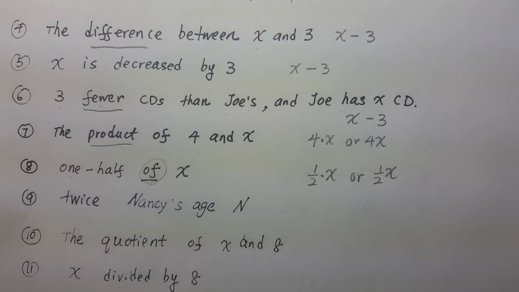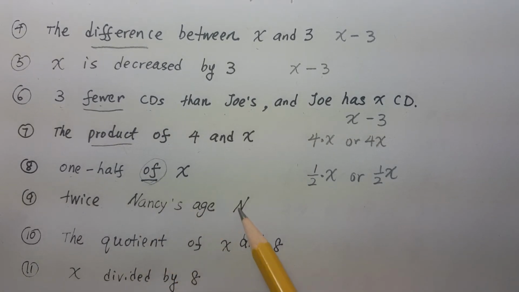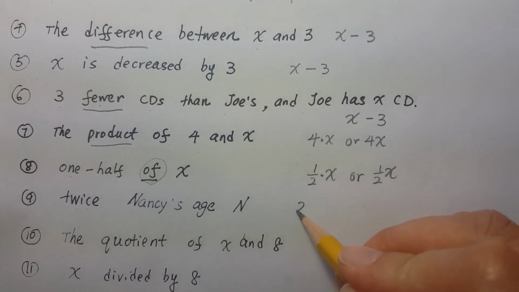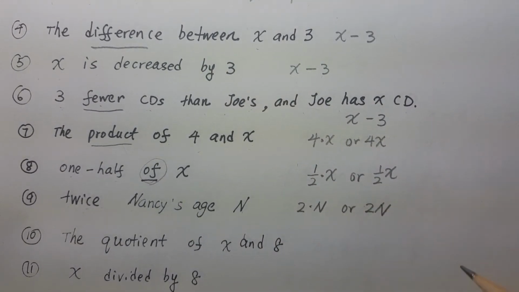Number 9, it also means multiplication. Twice, it means 2 times. 2 times Nancy's age n. Twice Nancy's age n. So 2 times n, or 2n.